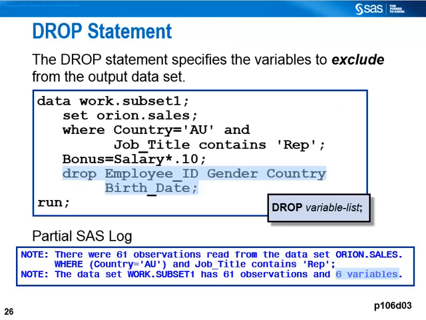We can use a drop or keep statement to do this. Drop statement. The drop statement begins with the keyword drop followed by a space-separated list of variables that are to be dropped from the output dataset. It has no effect on the input dataset. Orient.sales has 9 variables. We are adding 1 and dropping 4. So that is 9 plus 1 minus 4, which gives you 6. Drop is a compile-time only statement.